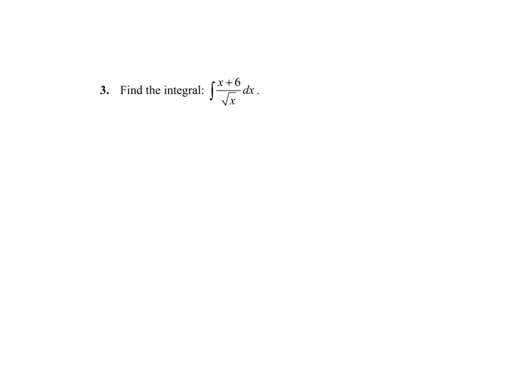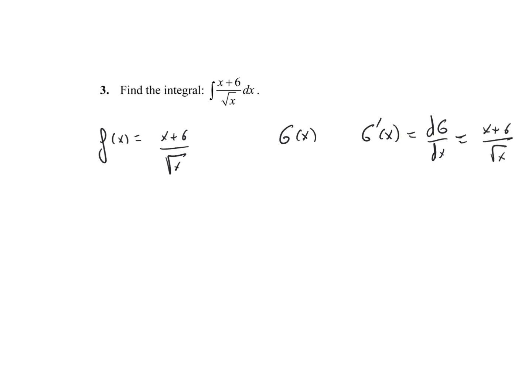Now again, what is being asked? It's asking what is the antiderivative of the function f of x equal to x plus 6 divided by square root of x. Or in other words, what is g of x in such a way that g prime of x, or the derivative of g with respect to x, will be exactly f of x, which is x plus 6 divided by square root of x.